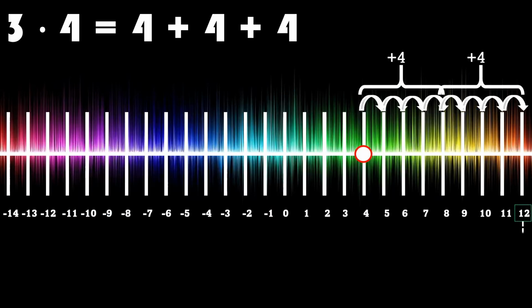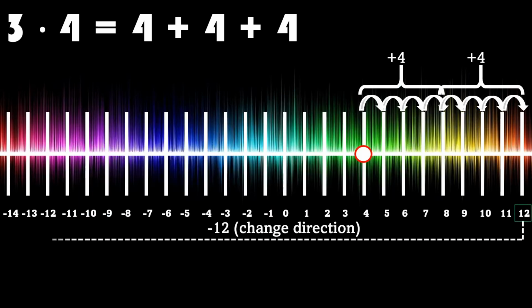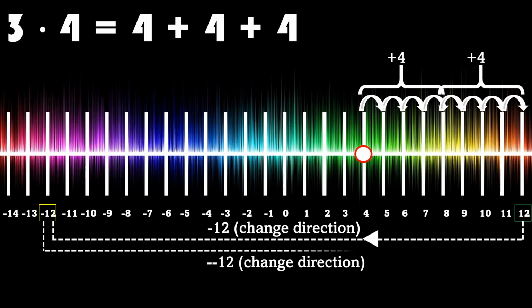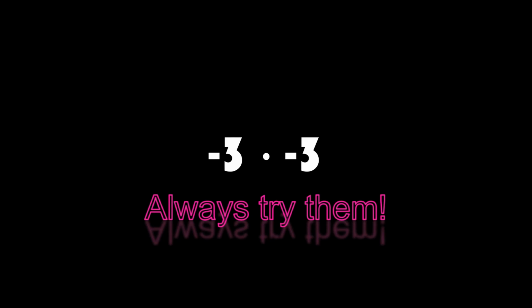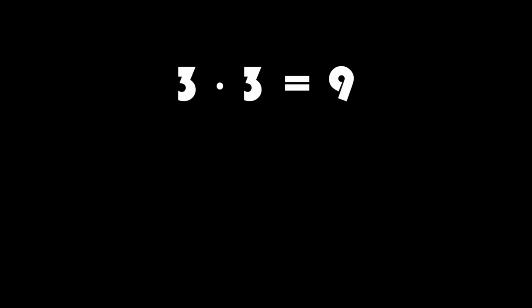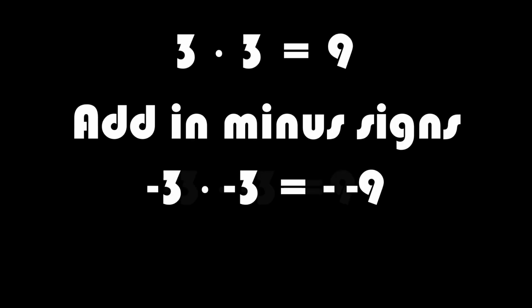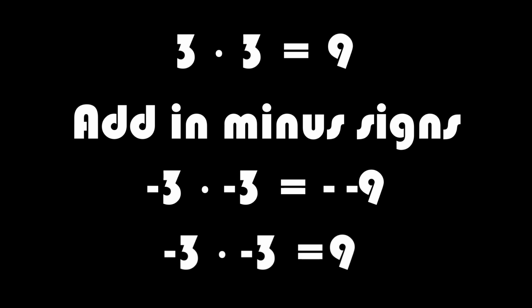As we saw last time, this is the same thing as two changes in direction. This results in no overall change in direction, so we stay at 12 for our final answer. So we actually see that a negative times a negative is a positive number. Here's an example. We can multiply the 3 and 3 first, which is 9. Then adding in the two negatives, we see that negative 9 is 9. Two negatives multiplied together is a positive.